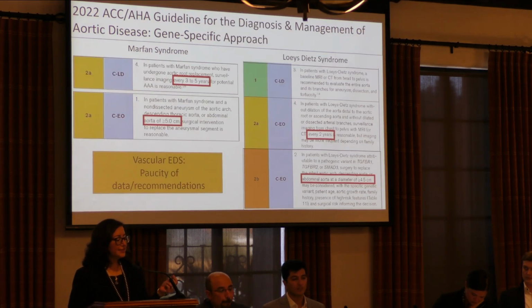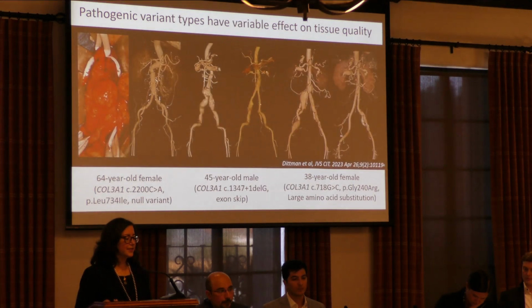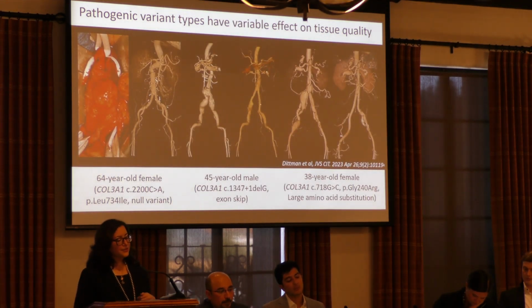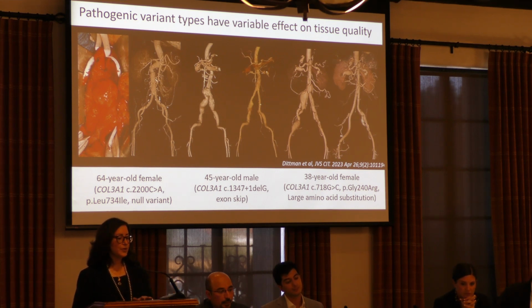The AHA-ACC guidelines do include now a gene-specific approach. And in terms of what we have for data today, we are able to make some comments on Marfan syndrome and Loeys-Dietz, but at that time when this came out, for vascular EDS, there was no positive data and recommendations, so really no clear guidelines. So going back to the vascular EDS, the most severe phenotype, these are 3 people that I've operated on, all had abdominal aortic aneurysms, all needed open operations.